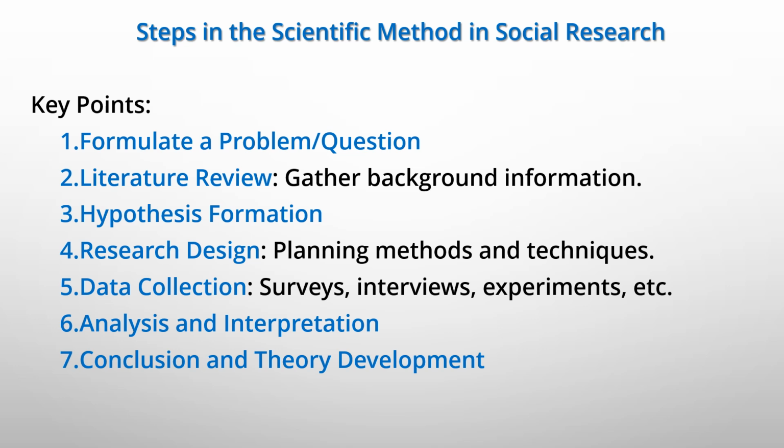Sixth one, analysis and interpretation. After collecting the data, we analyze it to identify patterns or test hypotheses. And the seventh, conclusion and theory development. Finally, based on our analysis, we draw conclusions and may develop new theories that explain the phenomenon we studied. This process ensures that our research is systematic and that our findings are credible.